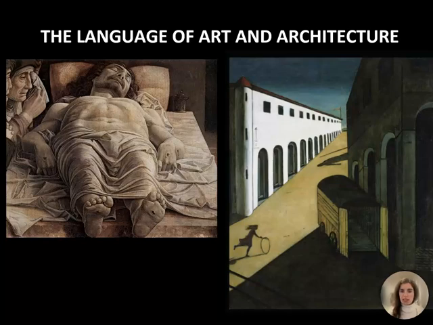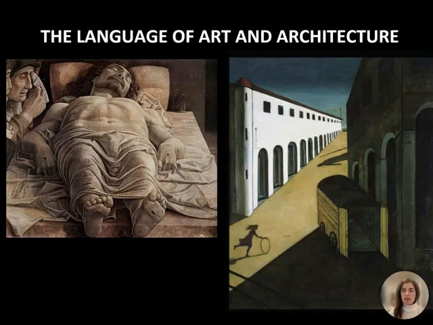The focus of this lesson is the language of art and architecture. As you can see on the screen, we have two very different paintings. One is from the Renaissance again. This one is called The Dead Christ, or Cristo Morto, and you can see that he is laying away from us. So we'll talk about the technique of foreshortening. We'll think about textures that are represented here, ideas of space. What are some of the words we can use to describe these paintings?